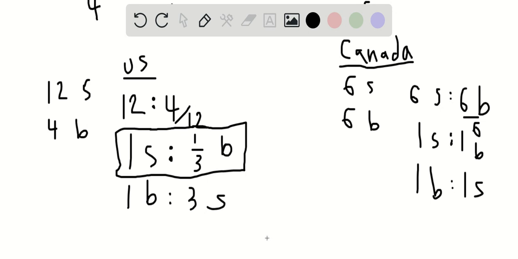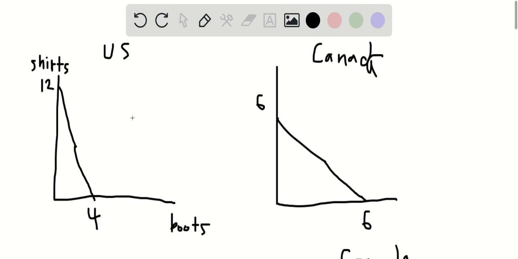Now let's look at boots. For every 1 boot that we make in the US, we lose 3 shirts. But in Canada, we only lose 1 shirt. So Canada has a lower opportunity cost and a comparative advantage in boots. Now, absolute advantage simply means how much they can make on their PPFs if they don't make the other good. Neither country has an absolute advantage in both goods. The US has the absolute advantage in shirts, but Canada has the absolute advantage in boots, because 6 is greater than 4 and 12 is more than 6.